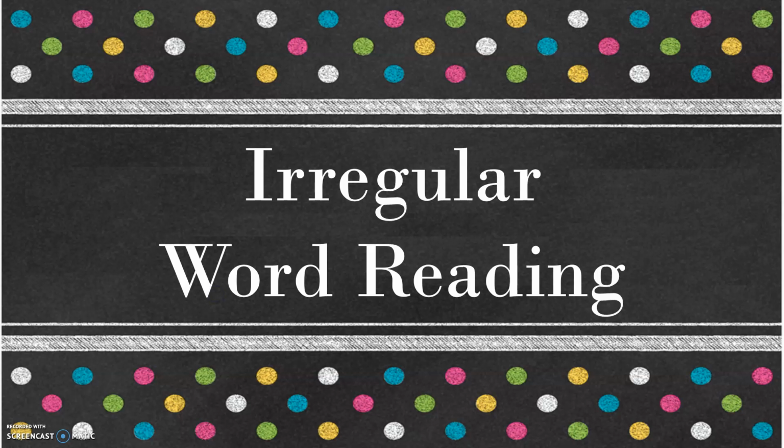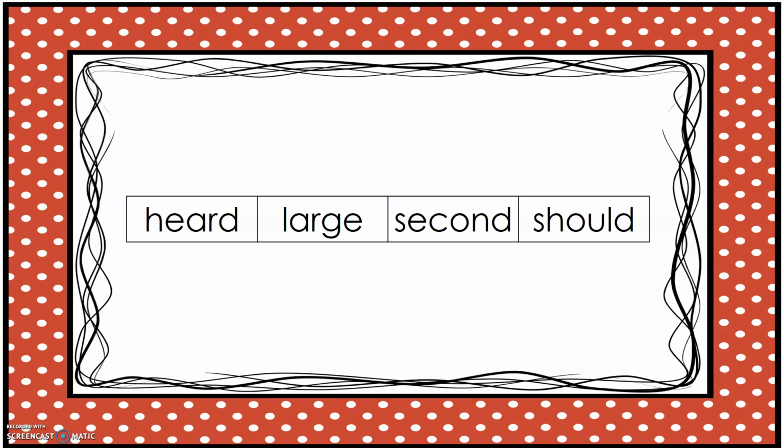We are going to start off with our irregular word reading. I'm going to say the word. You're going to repeat, spell the word, and say the word again. The first word is heard. Say the word, spell the word, and say the word again.